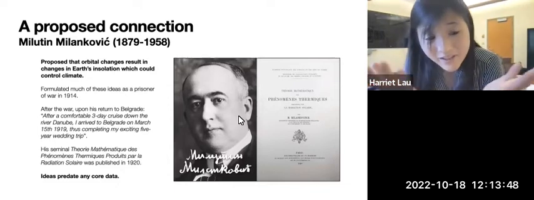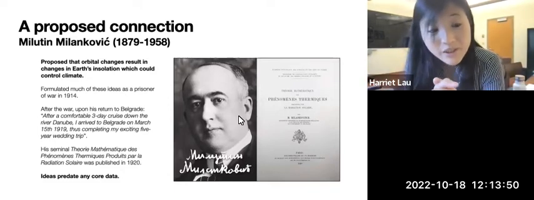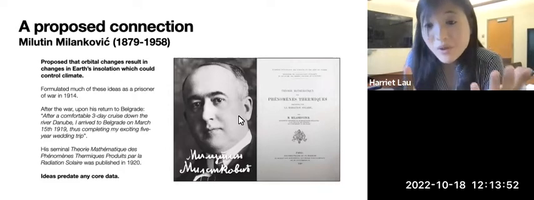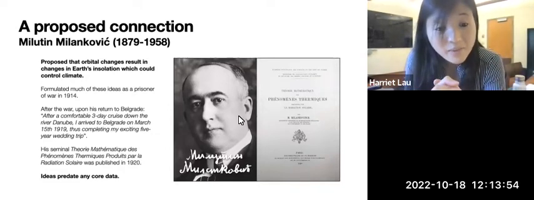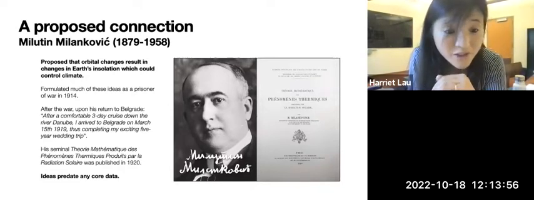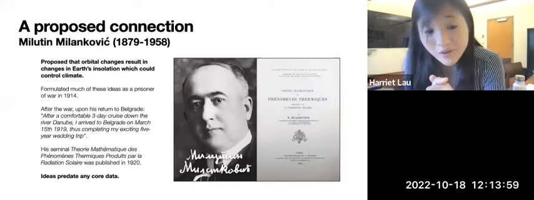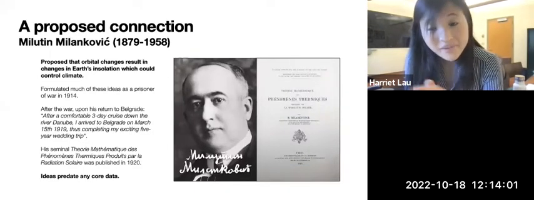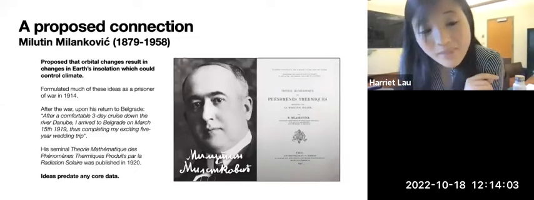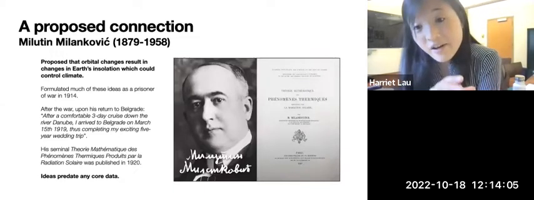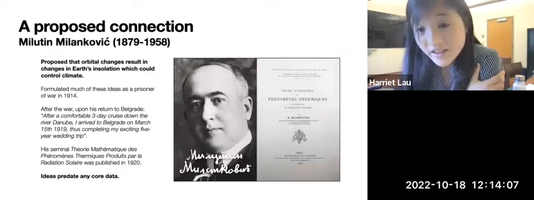But upon leaving in 1920, he then published his seminal work on these ice ages. And I'm not even going to attempt to pronounce the French here, but if you ever want to see, that's the citation. The most important thing about this, to me at least, is really that all his ideas predate core data.